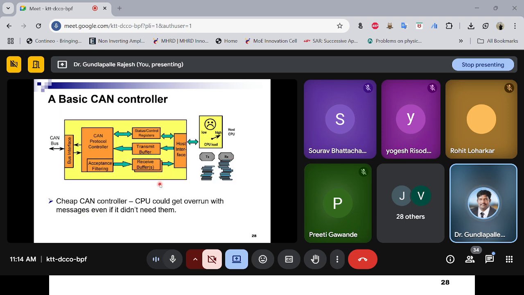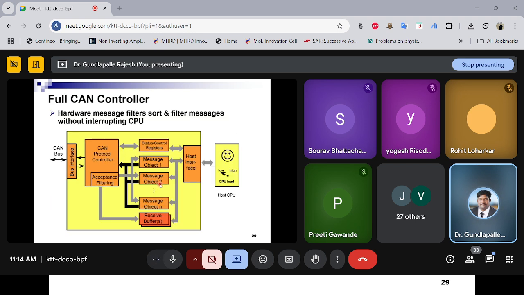Instead of having a transmitter buffer and receiver buffer, we have only the receiver buffers, and we have certain blocks called message objects. It will take the information from the message objects, and only what is required for that controller, required for that application, will be accepted. The remaining are filtered out and sent back to the receiver buffers.